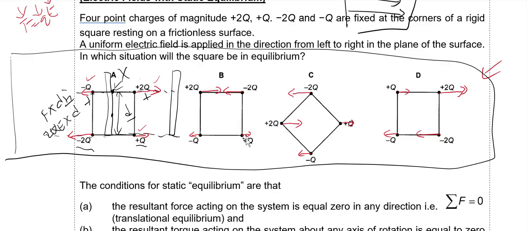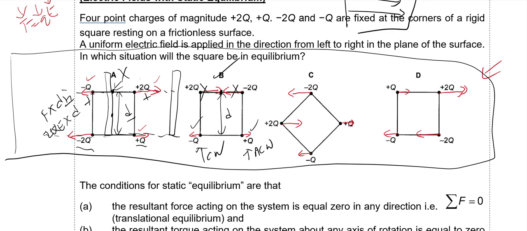If you look at B, we can test the same concept, right? If I pick here as pivot, these two forces got no moment, only these two forces got moment. Perpendicular distance is the same, right? So you realize that this one will oppose this, because this one is anti-clockwise and this one is clockwise. So B is the correct answer.